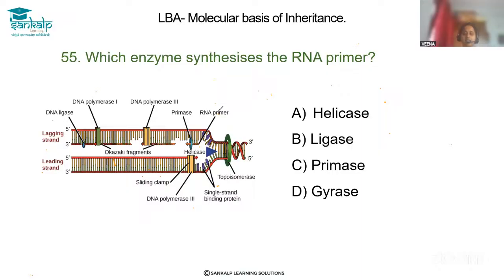That RNA primer is synthesized by the enzyme called primase. If you observe here, primase is an enzyme that synthesizes the RNA primer. So this is the correct answer. The answer is C, primase, the enzyme which synthesizes the RNA primer.